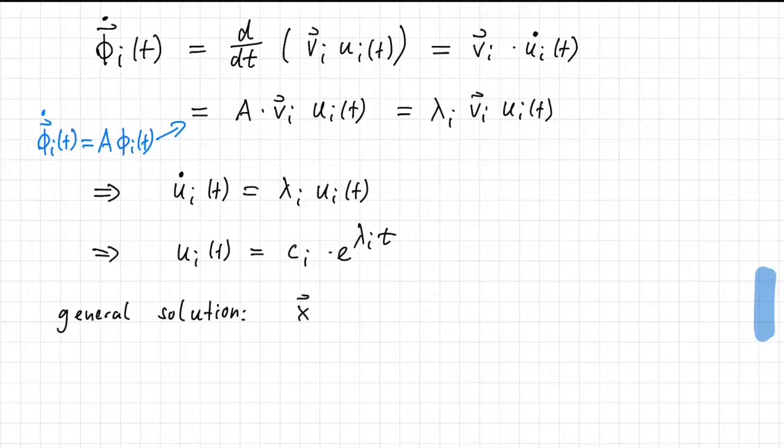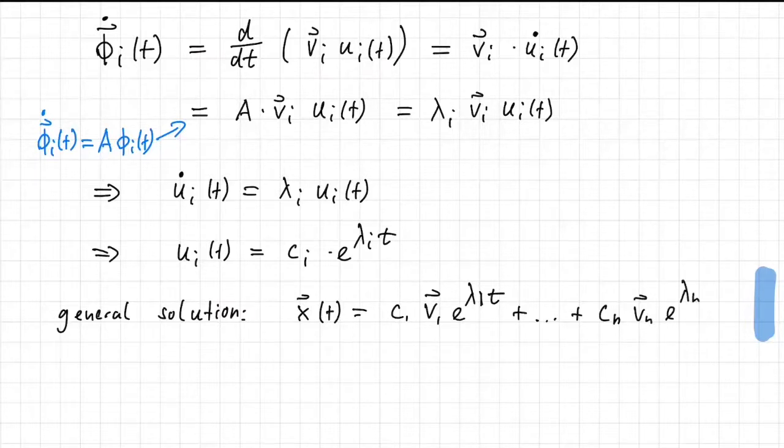Which is x of t equals c1 v1 e to the lambda 1 t plus up to cn vn e to the lambda n times t. Well, how do we actually know that this is a full basis of the solution space? Again, we need to check whether the determinant of the basis vectors is not equal to 0. And well, we know that the determinant of v1 to vn is not equal to 0 because that's what we assumed.